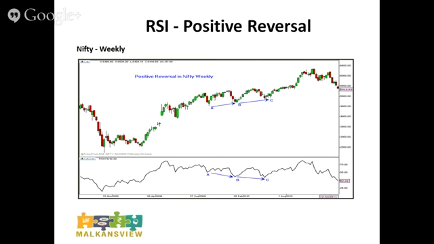This is slightly different if you have not used this. It will take some time to digest and get through. So I recommend you go through this or read about this and only then practice. Initially it may be very confusing because your eye is trained to see normal divergence. Here also there are normal divergences if you compare the highs. And if you see what happened, ultimately the market went up.